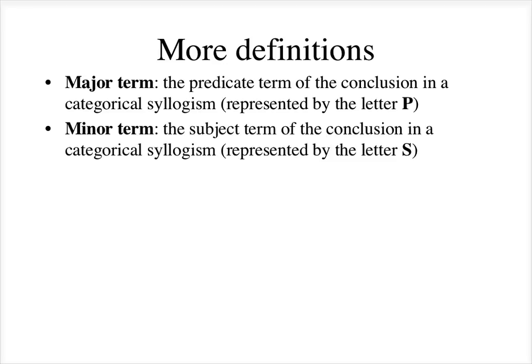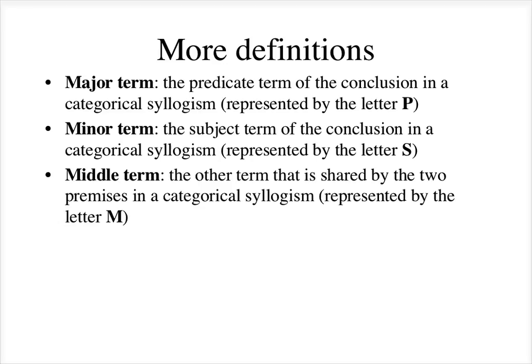Then there's the minor term, which is the subject term of the conclusion in a categorical syllogism, and this will be represented by the letter S, wherever it occurs in the argument. As soon as we've identified what the minor term is, then wherever else it appears in the argument, we're going to label it S too, even if it's not in the subject position.